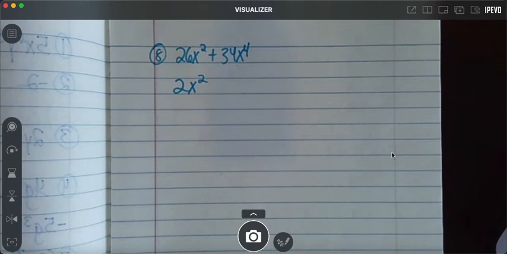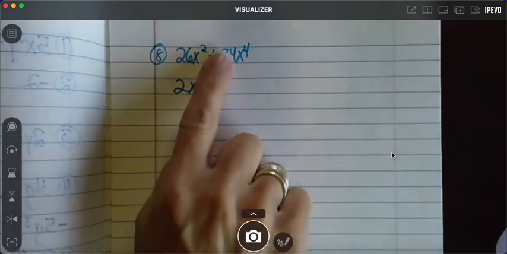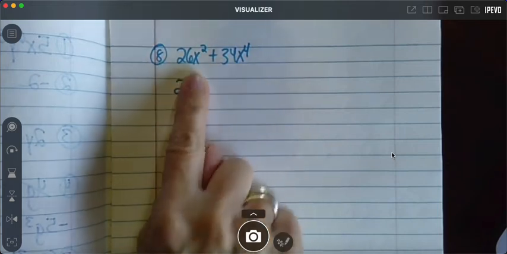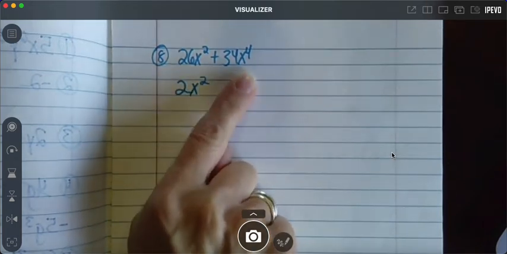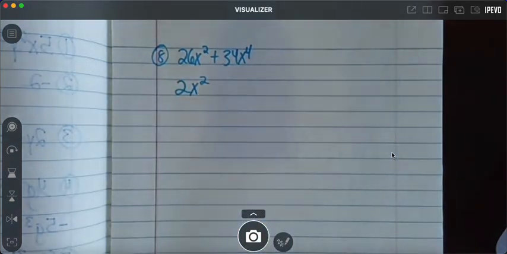You can only pull out the smallest amount because you're looking to see what they both have. Well, that one has how many x's? 2, and that one has 4. So they both have 2. That's the greatest amount that I could pull out. All right, let's keep going.